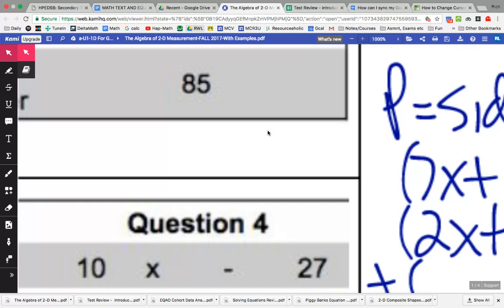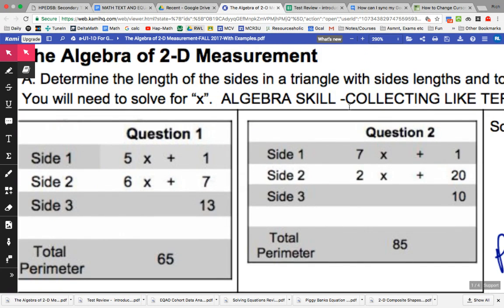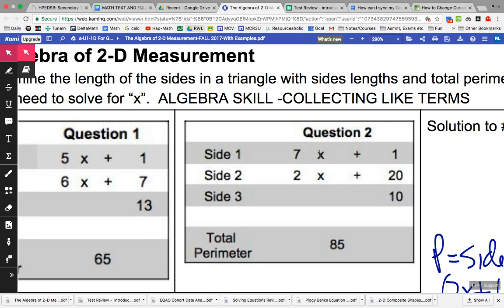So here's the question. We've got a triangle, and there are 3 sides, obviously, and it's all about the perimeter. The first side has the equation 7x plus 1, the second side is 2x plus 20, and the third side is 10. The total perimeter for these 3 sides is 85. In other words, 7 times some number plus 1, plus 2 times that same unknown number plus 20 more, plus 10 more, will add up to 85. We just have to figure out what number that is. What is the number x that will result in that perimeter?